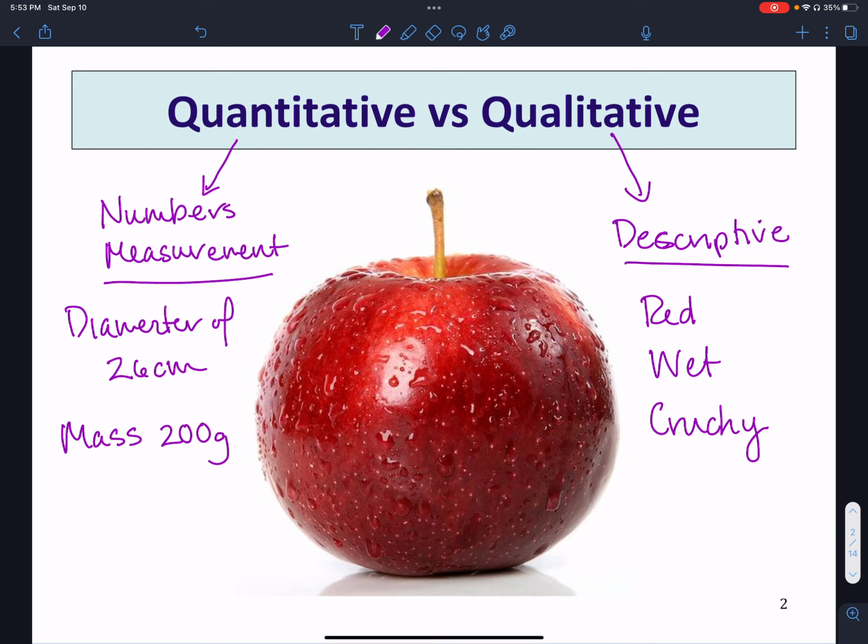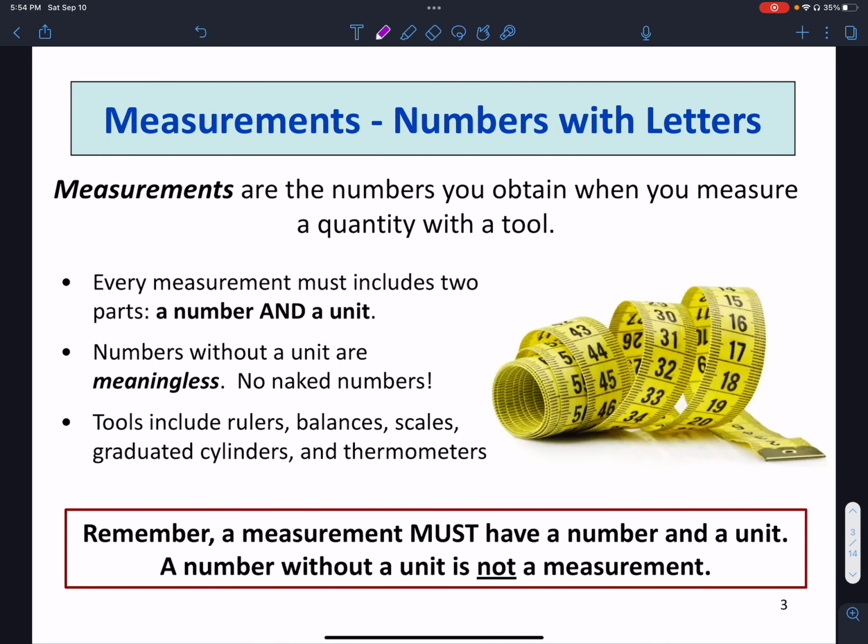But the key here is the quantitative side requires numbers, which means measuring, whereas the descriptive is the qualitative side. So if you're asked to give quantitative observations, you're going to need tools and you're going to be making measurements. If you're asked for qualitative information, it's descriptive. What do you use your senses to observe about that particular object? We're going to focus on the quantitative side for this message.